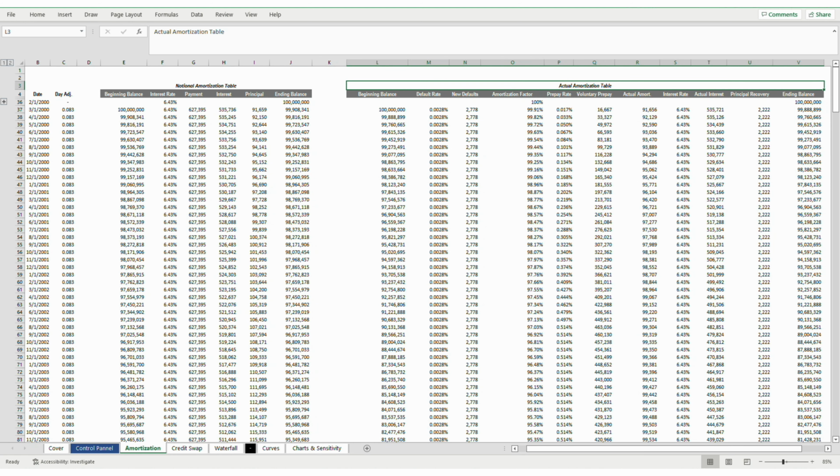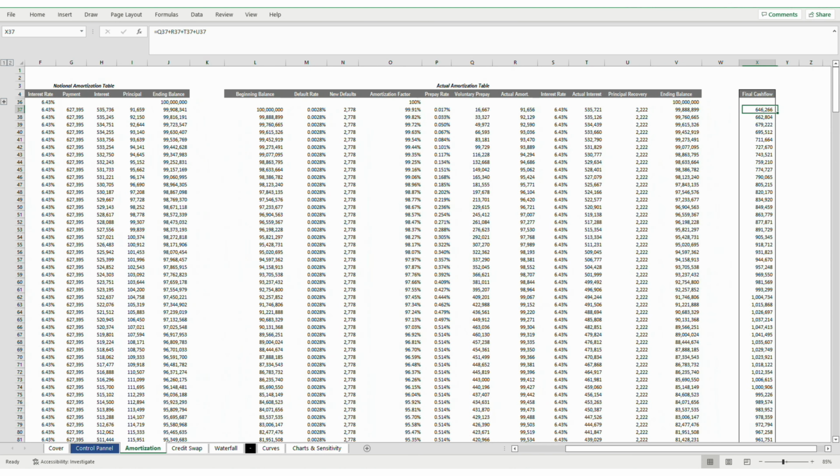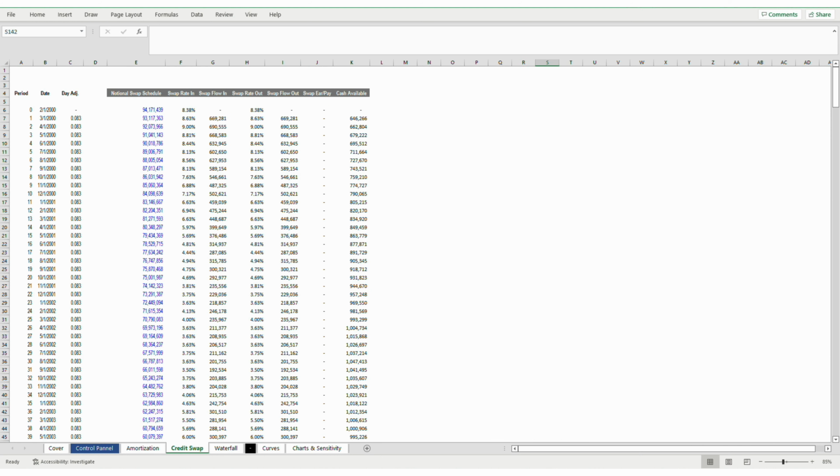In effect, the pool principal is reduced by defaults, prepayments, and amortizations. Defaults are not paid out as cash flow, though. They only decrease the total balance. Allman also includes a basic credit swap, so I include one as well. I'm not going to touch on the credit swap because it's not the focus of the model and really doesn't make much of a difference.